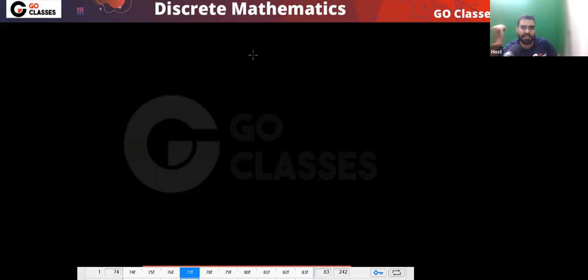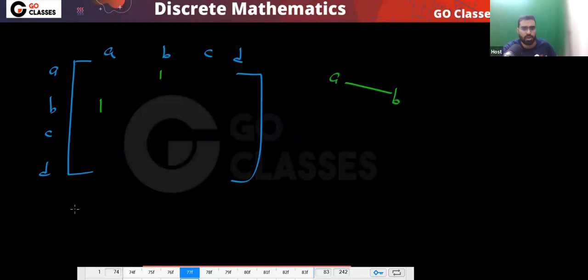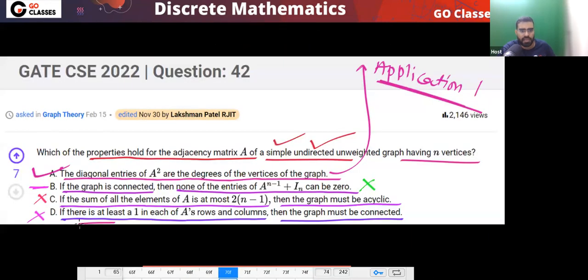Before creating the graph, let's create this type of thing, like ABCD, ABCD. For example, let's assume A is related to B. So B is automatically related to A. Now C is related to D. So D is related to C. That's it. Every row has one. Every column has one. Isn't it? The graph is disconnected. So the graph is disconnected, but still every row and column has a one. So this option is false, right? Yes or no? If there is at least one entry in each row and column, then the graph must be connected. This is definitely false.